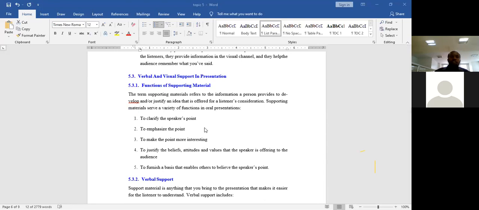So let's look at functions of supporting materials. Supporting materials are the ones that we give a speech. So the term supporting material refers to the information a person provides to develop or justify an idea that is offered for the listener's consideration. Like, for example, if you're giving a speech, you will need what we call supporting material.